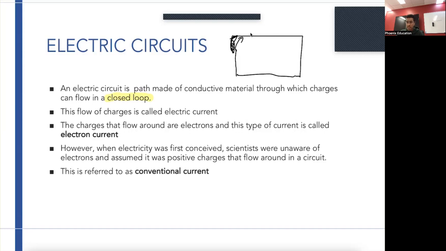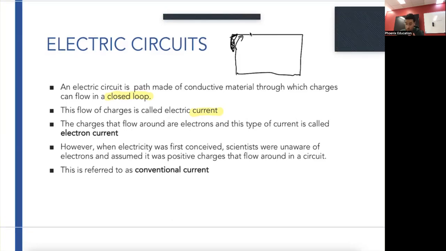And the flow of charges is called electric current. So this is another important point: the flow of electrons or any charge is called current. The direction in which we actually analyze these circuits is called conventional current. So electron current is the flow of electrons. If we have a battery like this, we know that in a battery, the smaller end represents the negative terminal. So if that's the negative terminal, then this must be the positive terminal.